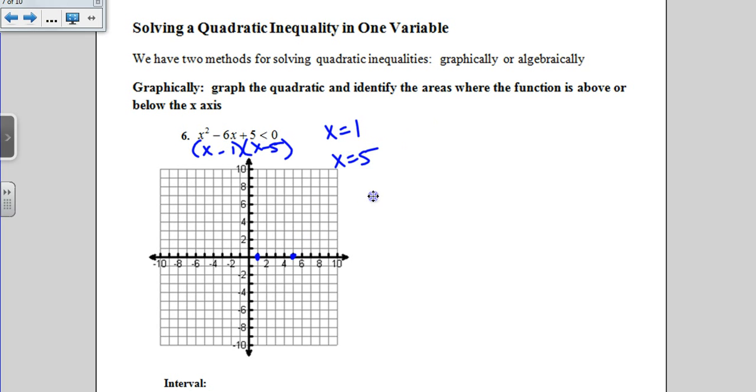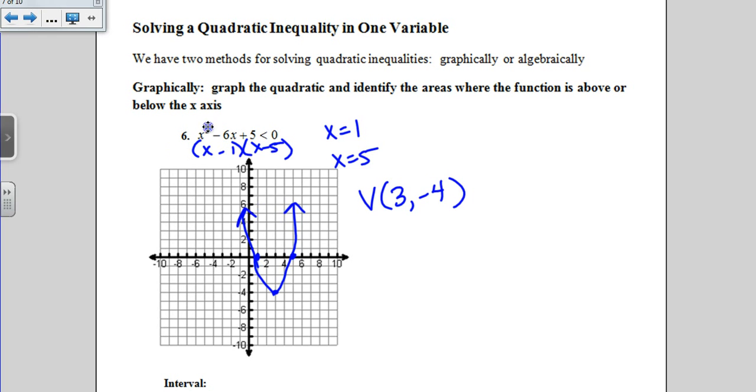Now my vertex, remember, is in the middle of 1 and 5, so 1 plus 5 is 6. Cut that in half, you get a 3. And if you plug in the 3 to the original parabola, you're going to get a negative 4. So whatever method you wanted to use, I want you to graph that parabola. And it doesn't have to look real pretty, because our solution is actually not the graph.